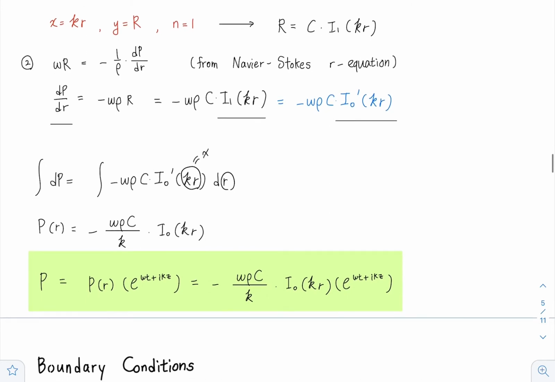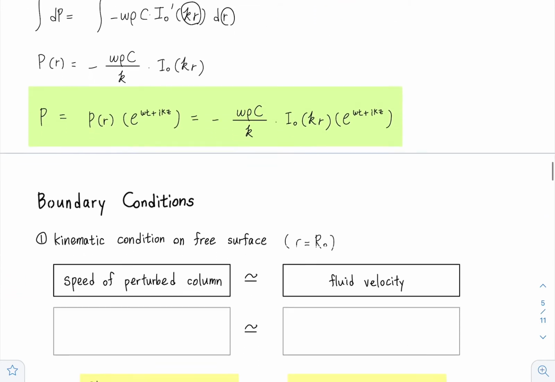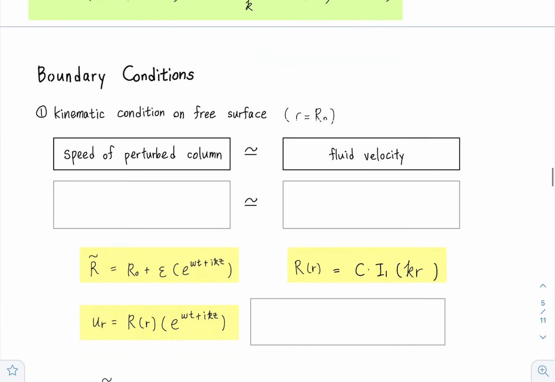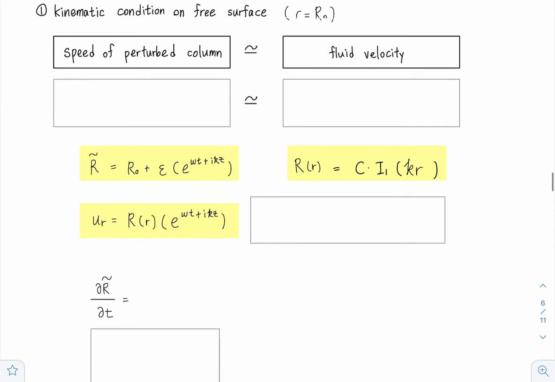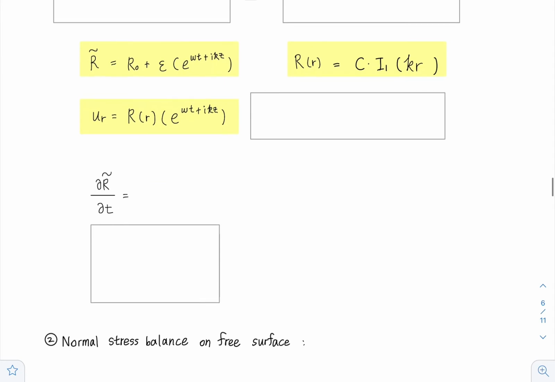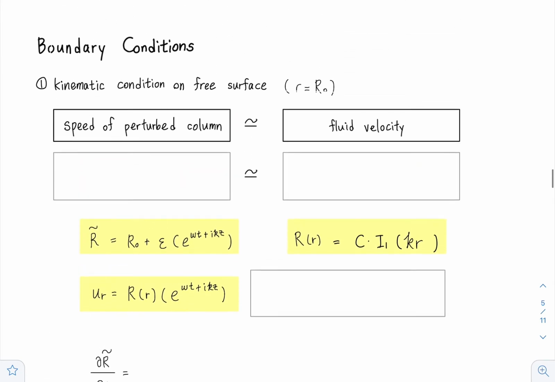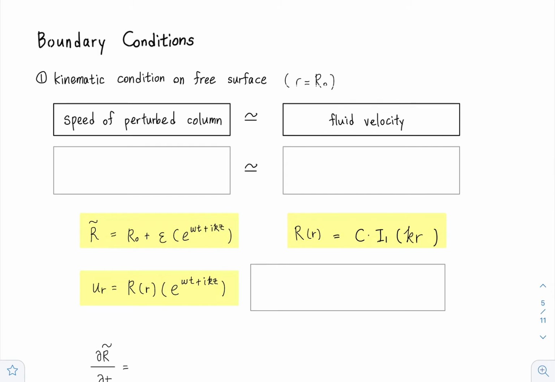Okay, and we have to apply our boundary conditions here. So what are our boundary conditions? We have two boundary conditions. Firstly, we have a kinematic condition on the free surface, and secondly, we have what we call a normal stress balance on the free surface. But we'll first look at the kinematic condition on our free surface, which is valid for when r is r0. Our r is r0 when it's a free surface.